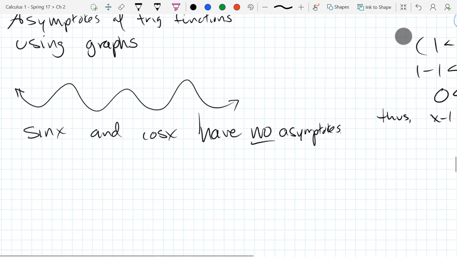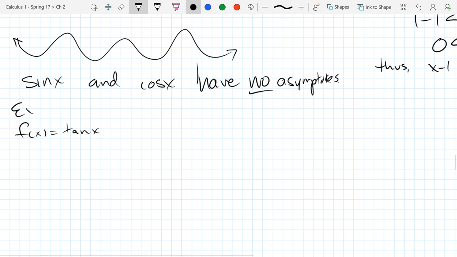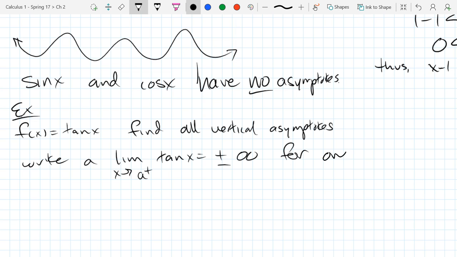And we'll go to tangent. So for tangent, find all vertical asymptotes. There's more than one. There's more than 4. There's more than any number you'll think of. There's an arbitrarily large number, yeah, infinitely many. All right, so figure out where they are and write down at least a limit for one of them. And do the positive side. So you get infinite values, just pick the nicest one, the one that's closest to 0, and go with that one.